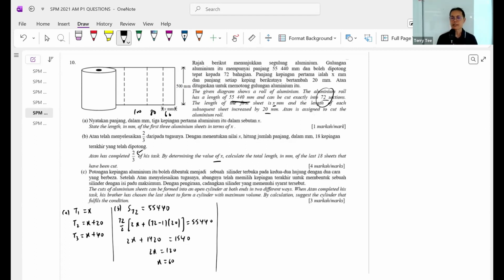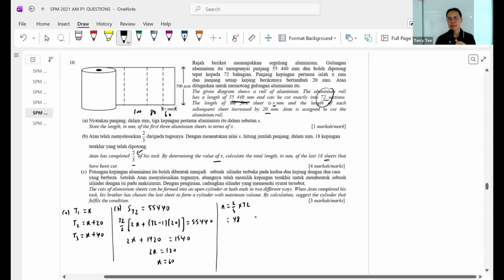Now, we are going to find the total length of the last 18 sheets that have been cut. So he has completed 2/3 of 72. So what's your n? 2/3 of 72. 72 divided by 3 is 24. 24 times 2 is 48. Right? So that means he has cut up to 48 pieces. So the question is, what is the length of the last 18 of those 48 pieces?